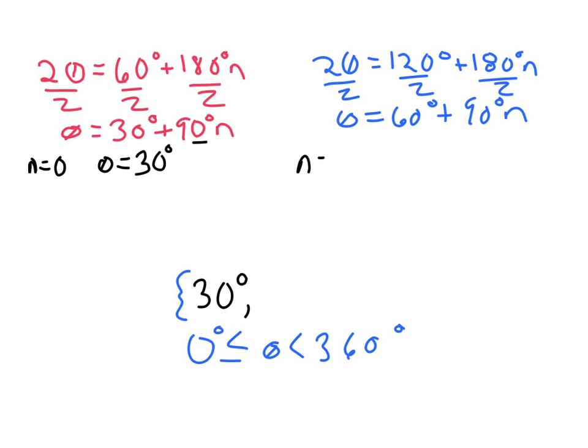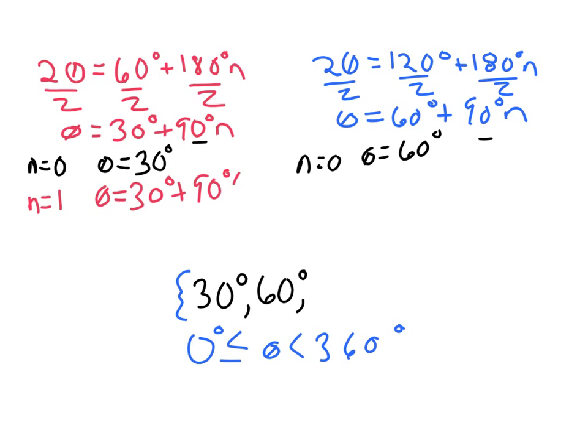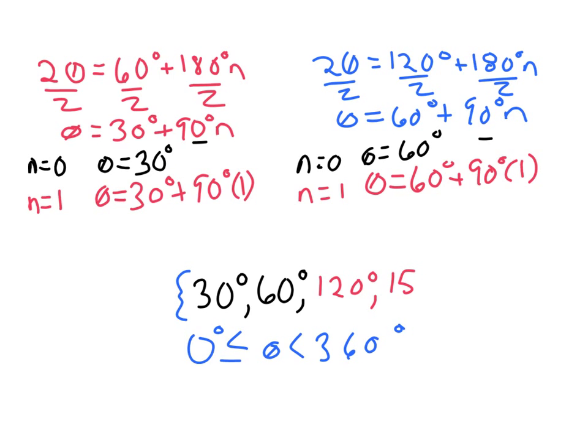Over here, if n equals 0, theta equals 60 degrees plus 0. So 60 degrees is another solution. Now let's let n equal 1. So over here, theta equals 30 degrees plus 90 times 1. So 30 plus 90, 120 degrees. Over here, if n equals 1, theta equals 60 degrees plus 90 times 1, so 150 degrees.